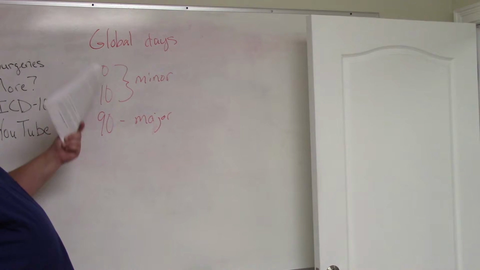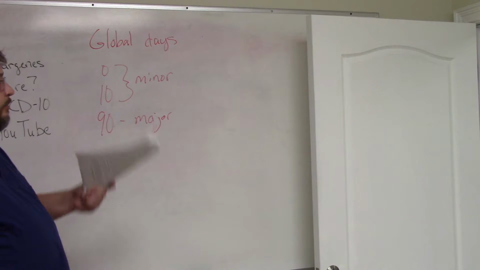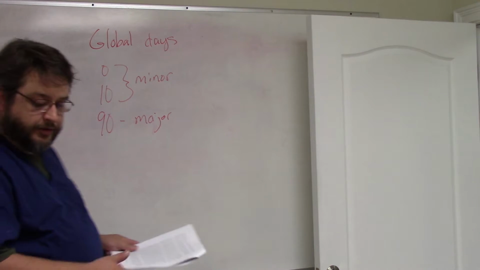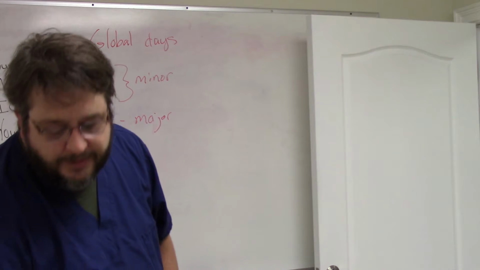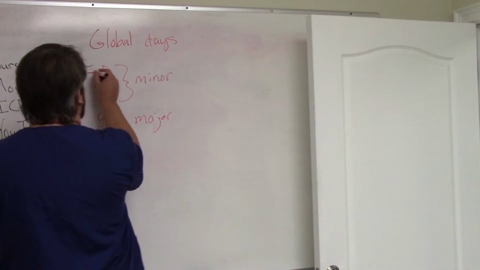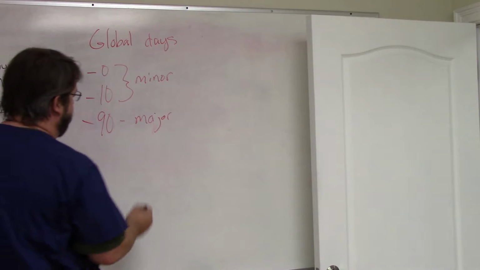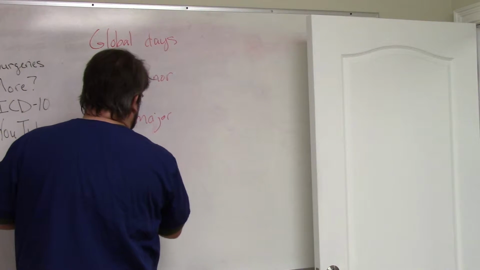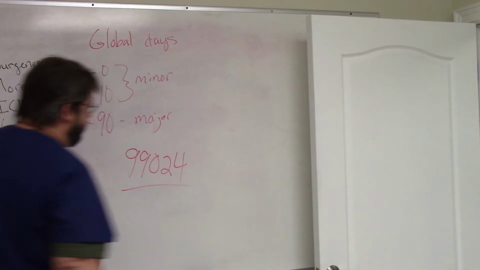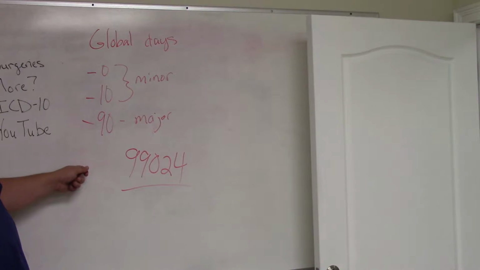If you've got a 0 or 10, they consider it a minor procedure. If it's a 90-day, it's considered a major procedure. The big thing to remember with this is any E&M during these global days is bundled. You can report it with that code, 99024.